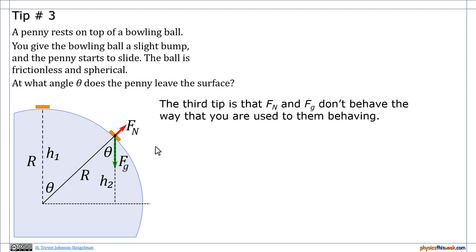Okay, the third tip is that the normal force and the gravitational force don't behave the way that you're used to them behaving. In a normal problem, no pun intended, the normal force and the gravitational force balance out so that the object slides smoothly down a nice flat surface. In this case though, the normal force is going to get smaller over time as it moves faster and faster. This is because the penny is accelerating.